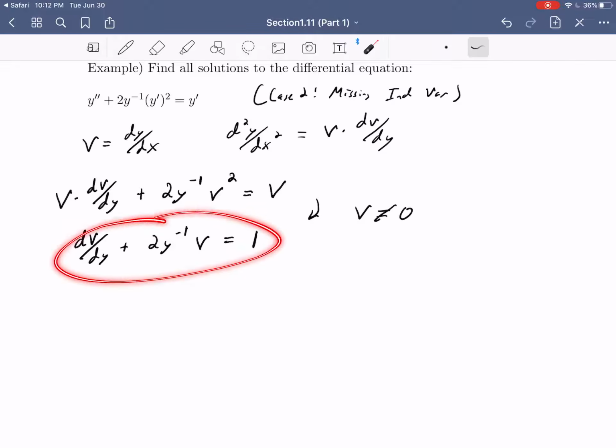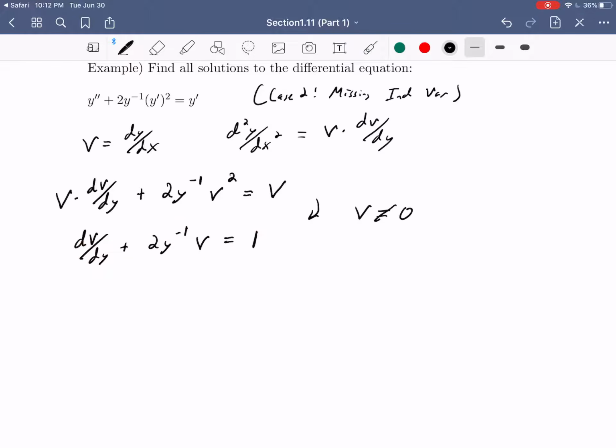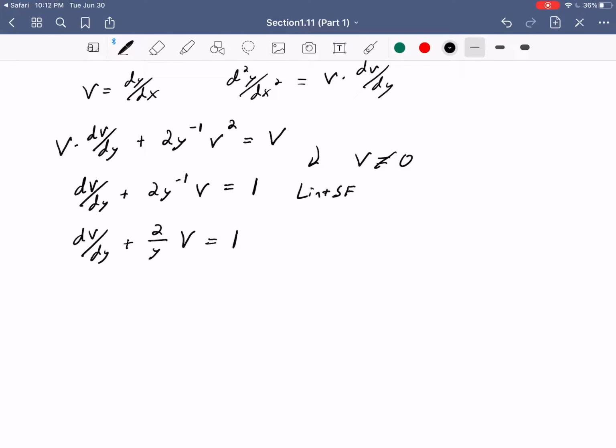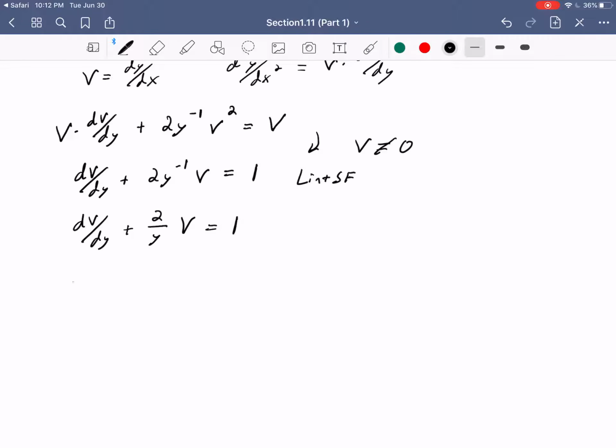All right. What do we notice about this? Well, it might look a little bit weird. We might say, well, I don't like that y to the minus 1. But remember, y is independent now. So this is actually linear and in standard form. To see that a little bit better, you can rewrite that as dv/dy plus 2 over y v is equal to 1. And again, that 2 over y is all good because y is being treated as the independent.